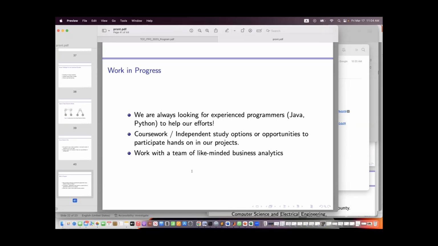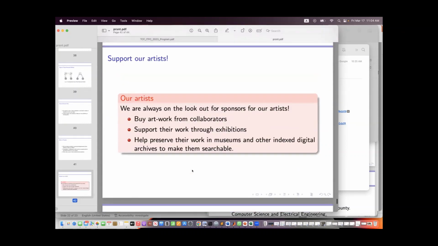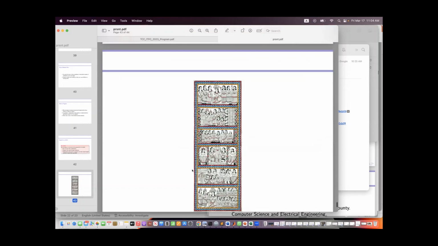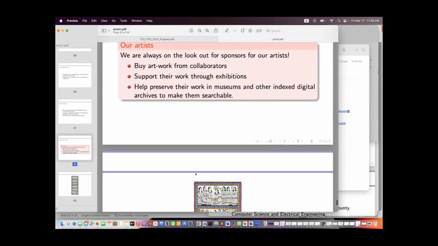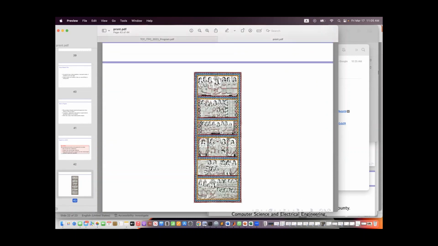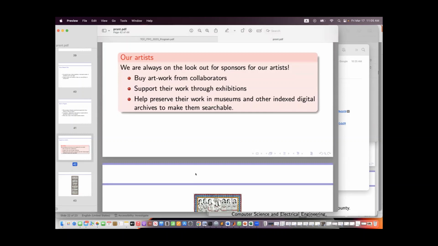We also work with a team of business analysts, because we are also working with local businesses. And this is also a process to help support our artists. And in fact, some of the artwork, this particular scroll, was actually showcased by our Office of Educational Outreach, and the graduate school really liked one of these posters. But we do have a lot of scrolls like this for purchase, which actually helps the artist, sponsors their artwork, and also helps to preserve their work in museums and other digitized formats.